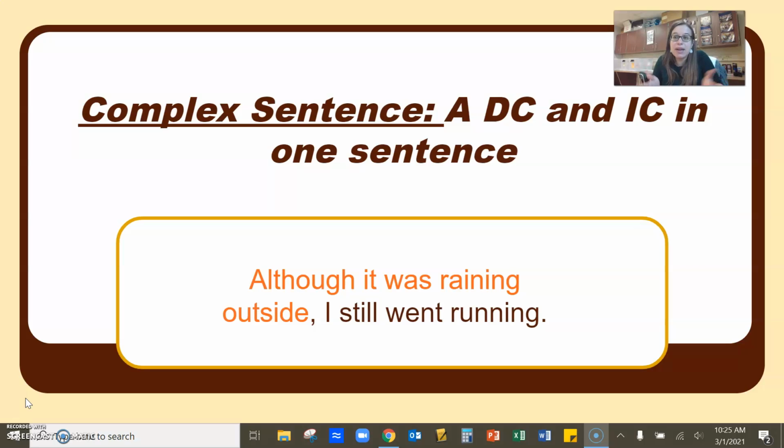So if you said I still went running, that's a complete thought. That's a complete sentence. But if I said although it was raining outside, doesn't that kind of leave you hanging? It's something called a cliffhanger, right? That thought is not complete. Although it was raining outside, what did you do? Like if I walked up to you and I said, hey, so although it was raining outside, you'd be like, and? Well, so what, right? So that's a dependent clause. It has the subject, it, and the verb was raining, but it doesn't have a complete thought here because that word although is in the front.